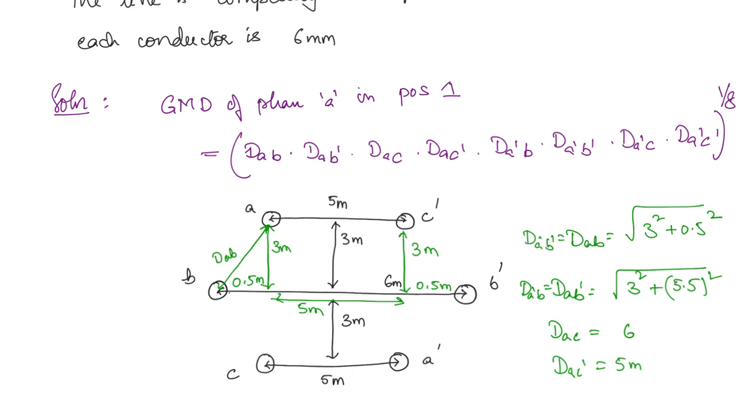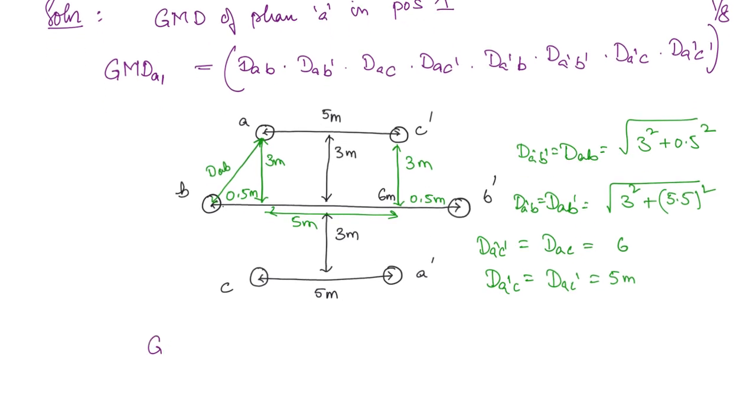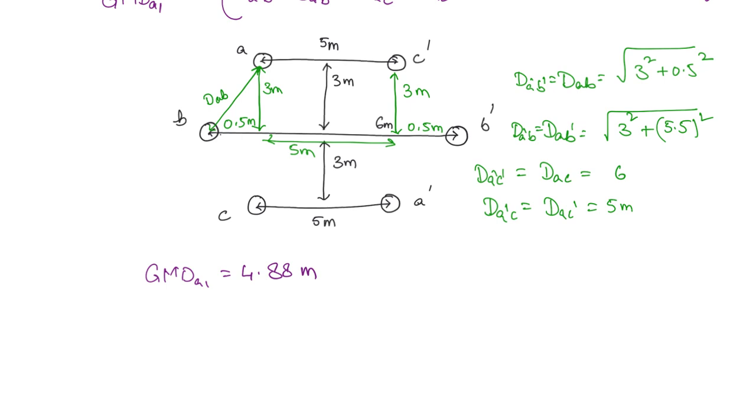Then finally DA'C. So A' is here and C is here. This is 5. This is the same as DAC', right? So this is equal to this. Similarly, DA'C' is equal to DAC. So now if you substitute all of these values here, we will call this GMD A1. You're going to get 4.88 meters.